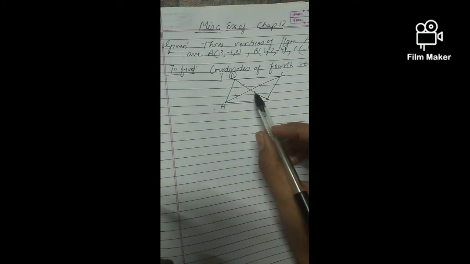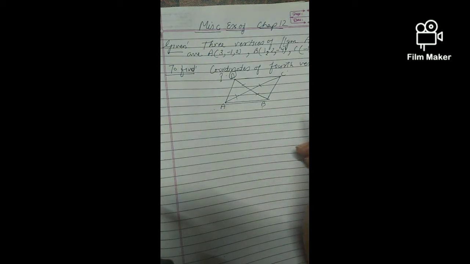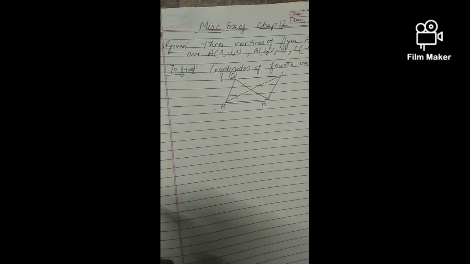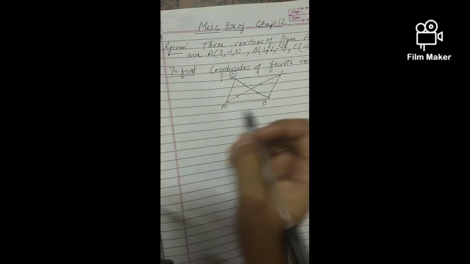So the midpoint of AC and the midpoint of BD, these two will be equal, and with the bisection formula we can easily calculate. We will just equate the midpoints of AC and BD, and we will get the coordinates of D point, right? So let us apply here.